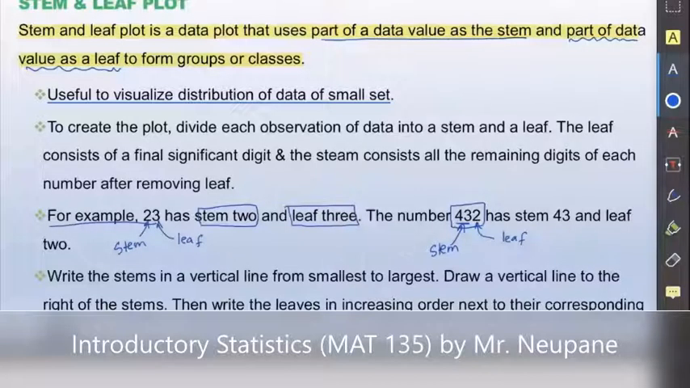Okay, as I was explaining, the stem and leaf plot is the visualization of quick data or a small set of data. So we use the stem and leaf plot. There is nothing besides that, but it is quick and easy for a small set of data.